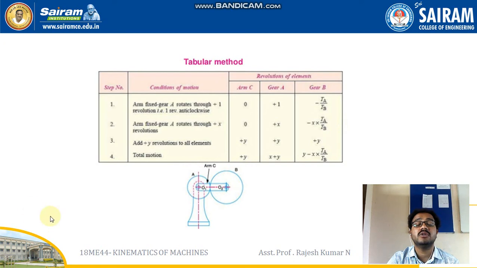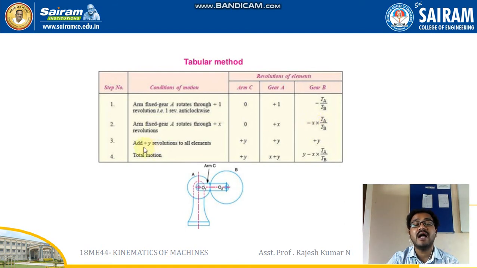So minus. The next condition, again the arm is fixed. Let me assume that gear A is rotating plus X revolutions. So I'll be adding gear A plus X. Since the arm is fixed, it is 0 only. So gear B will be a multiplication of X, so minus X into TA by TB.